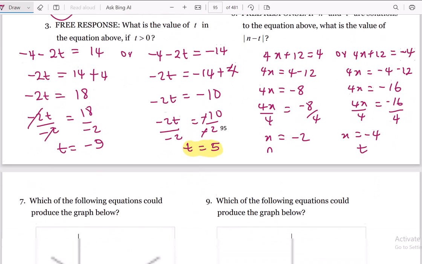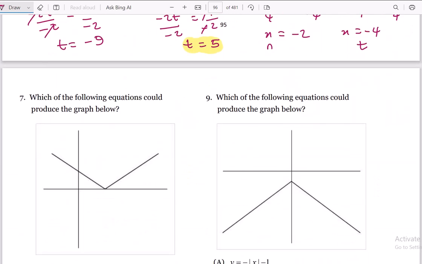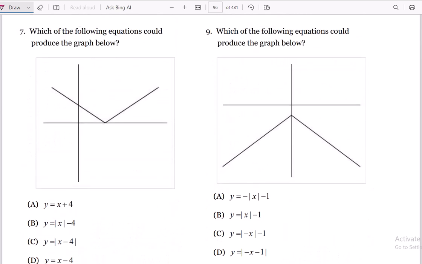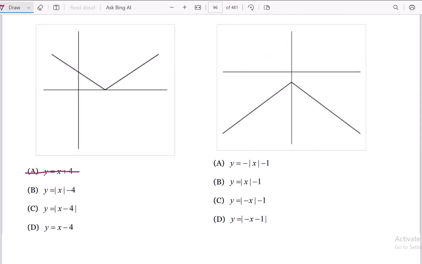We're almost done. Just stay patient. Okay, 7 is very simple. I don't know if you can see the graph. It says, which of the following equations could produce the graph? Remember, option A is more like a linear equation. It does not have an absolute value function, so we are taking option A out. We're also taking option D out. So we are left with this now.